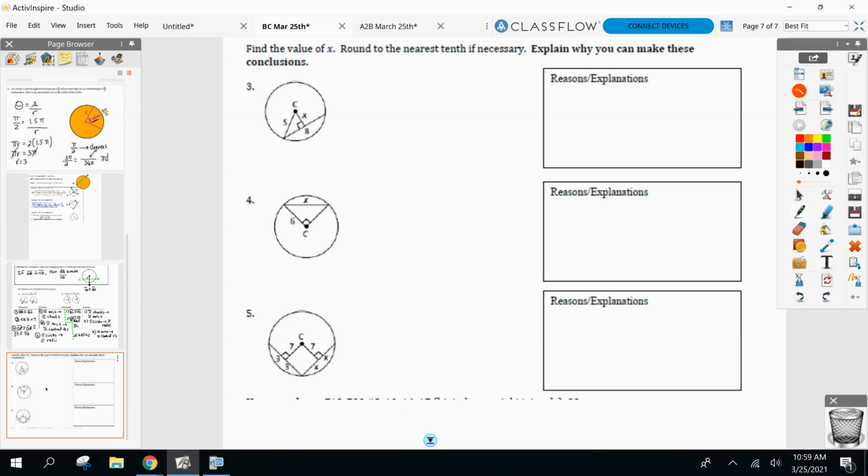Ooh, how am I going to get to x if 8 represents the whole chord? 8 is not the other leg of that right triangle. Can I get any help? Maybe a fact that you know about circles that could help you out? What's up, Sean? Perpendicular diameters bisect chords.